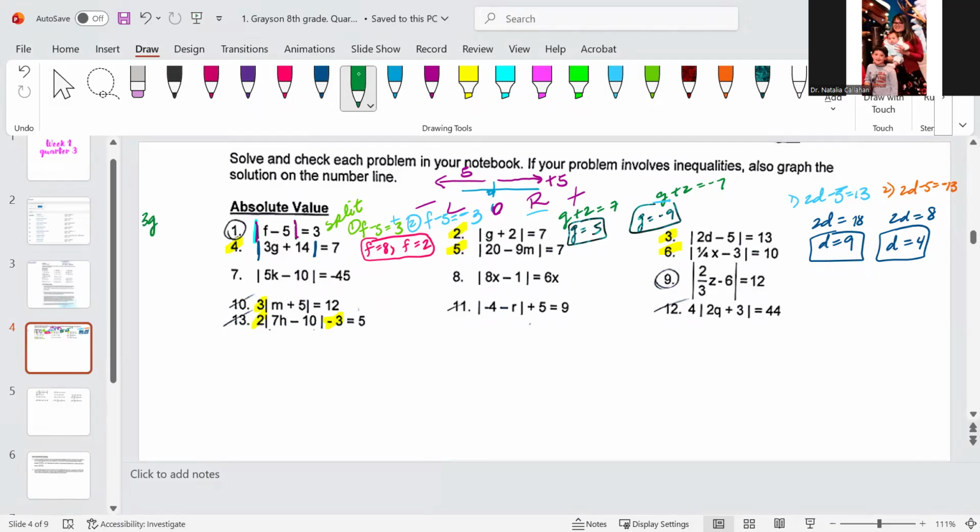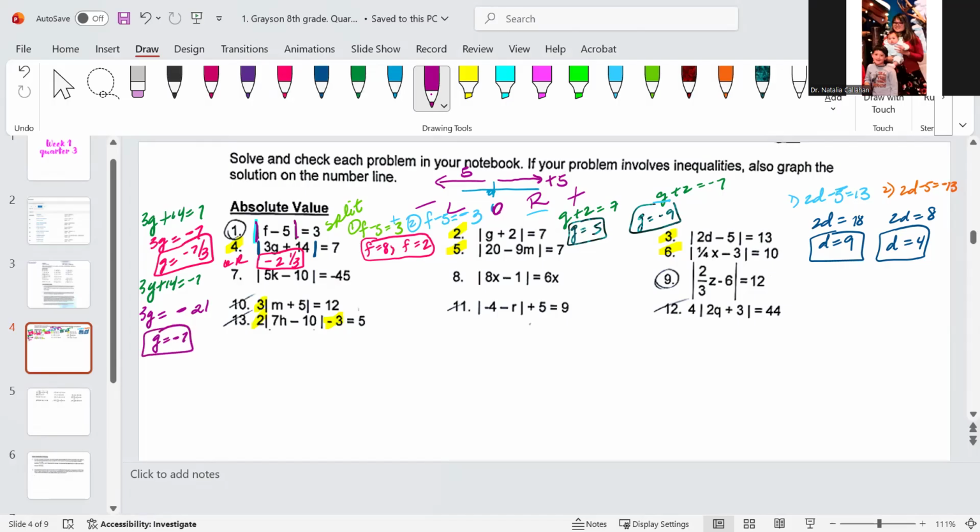So your first one is 3g plus 14 equals 7, and 3g plus 14 equals negative 7. So 7 minus 14 is negative 7. G equals negative 7 over 3. That's your first answer, right? Or if you're gonna put it into a more proper fraction, it'll be negative 2 1/3. Do you see that? And the next one, 3g equals negative 21, right? G equals negative 7. Those are your two answers.